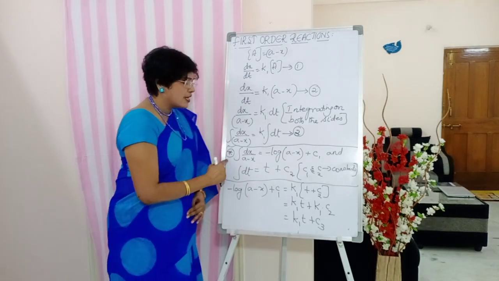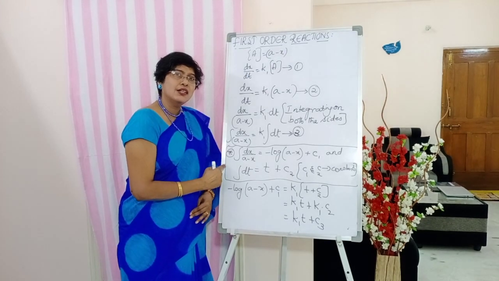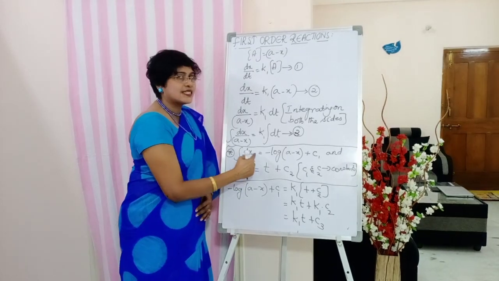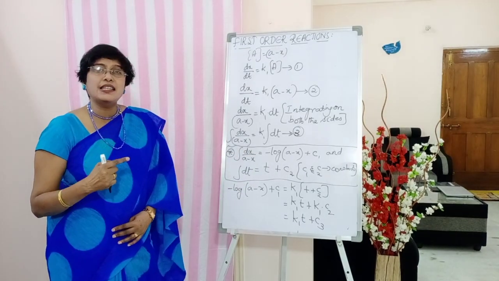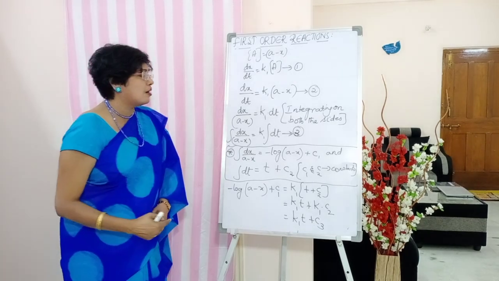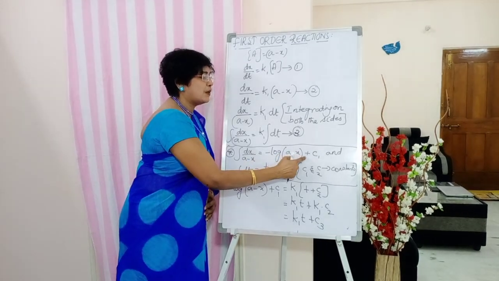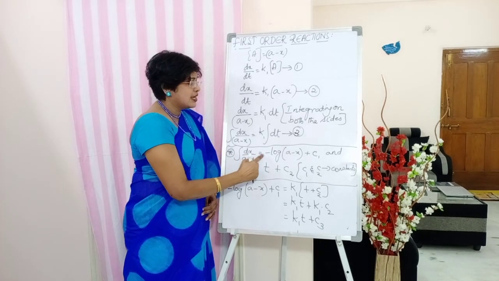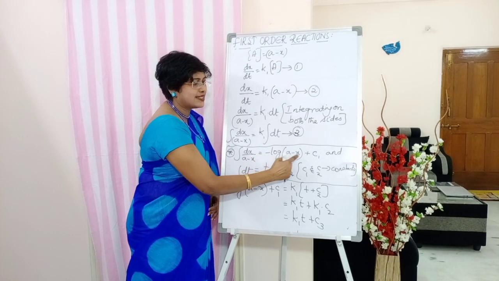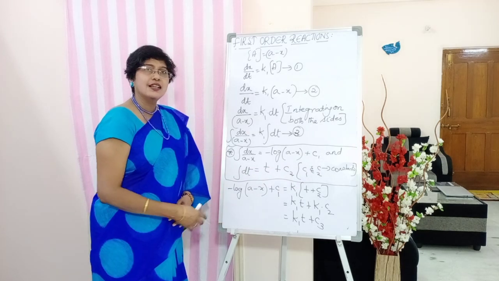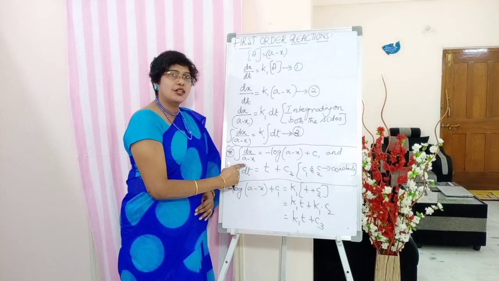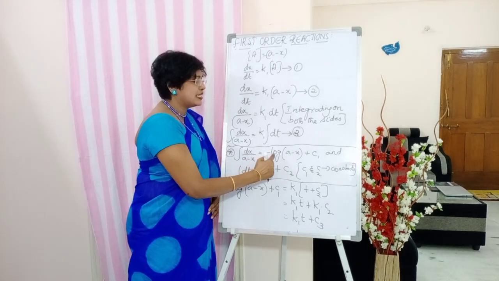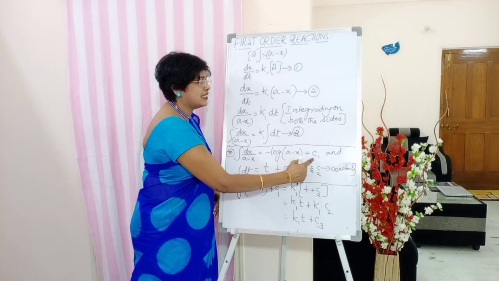Okay, students, put a star mark, write down. We know that integral dx by A minus X value is minus log of A minus X plus constant. Suppose here there is dx by x, students, minus log x plus constant. So, whatever is there in the denominator. So, integral dx by A minus X value is minus logarithm of A minus X plus C1.